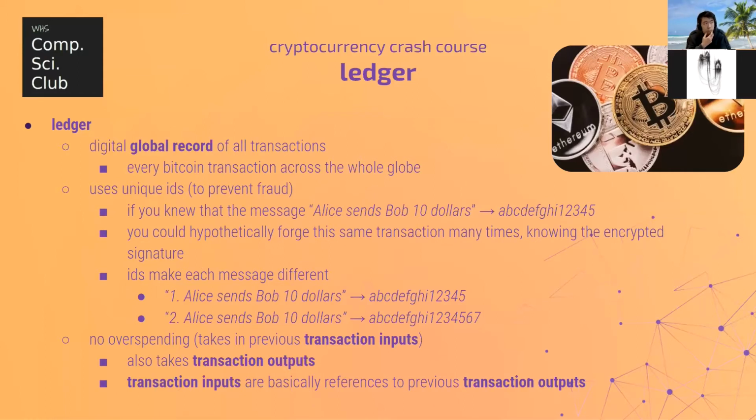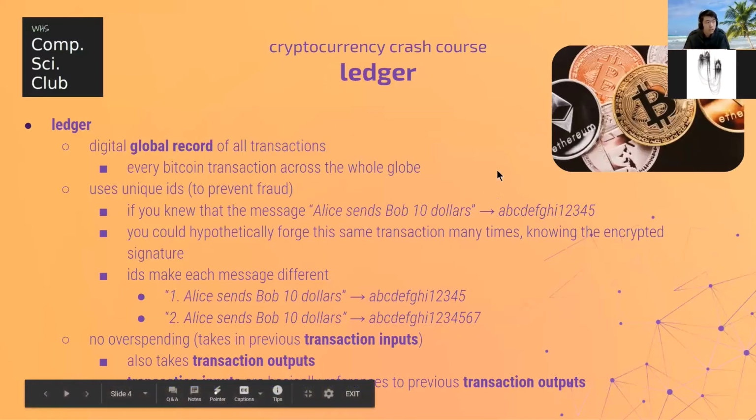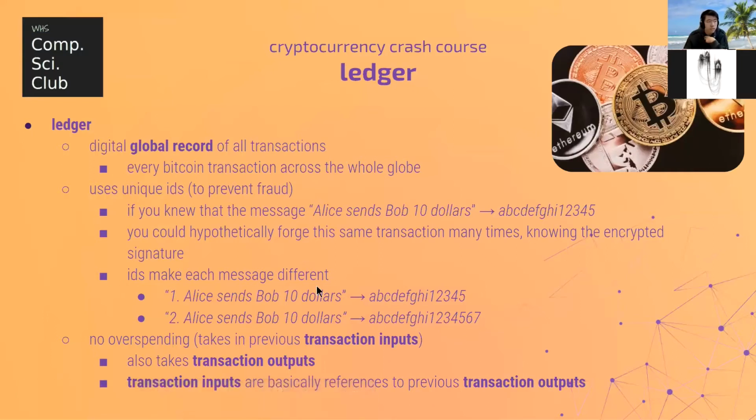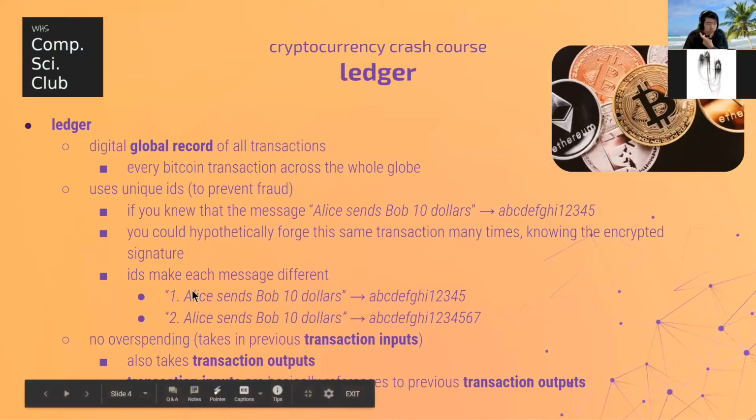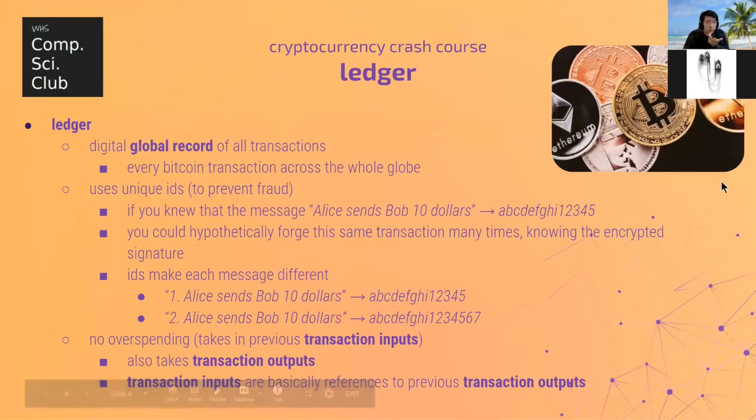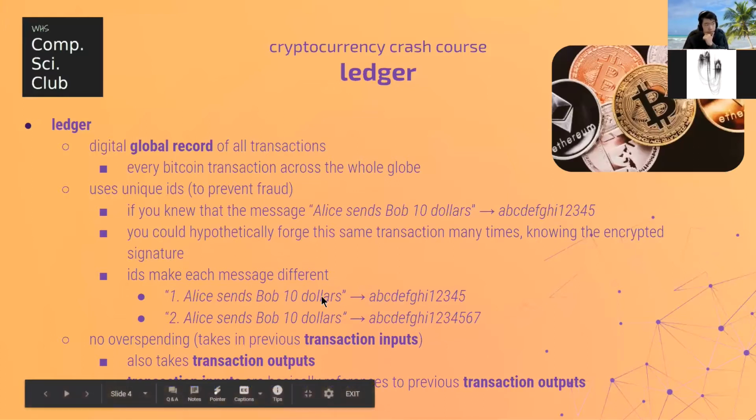This is to prevent fraud because if you knew that the message Alice sends Bob $10 encrypted with Alice's private key gives you the signature ABCDEFGHI 1 2 3 4 5, you could hypothetically forge the same transaction many times, right? I can use the same signature and put it again on the ledger and say, hey, Alice sent Bob another $10, even though Alice didn't approve that. So to make sure this doesn't happen, we use different IDs to make each message different. The ID could be as simple as 1 2 3 4 5, or it could be really random. But basically now, these messages do the same thing, right? Send Bob $10 from Alice.